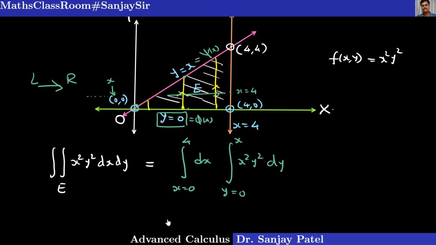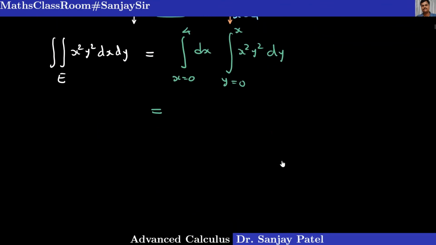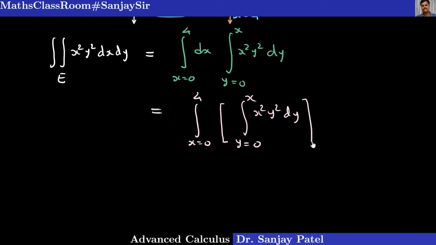And also the meaning of this double integral is this: it is equal to the integral x is equal to 0 to 4 and the integral y is equal to 0 to x, of x square y square dy dx. This is the meaning of this repeated integral. So many a time we don't write this step; we can write directly that this double integral is given by this iterated or repeated integral. Remember that.